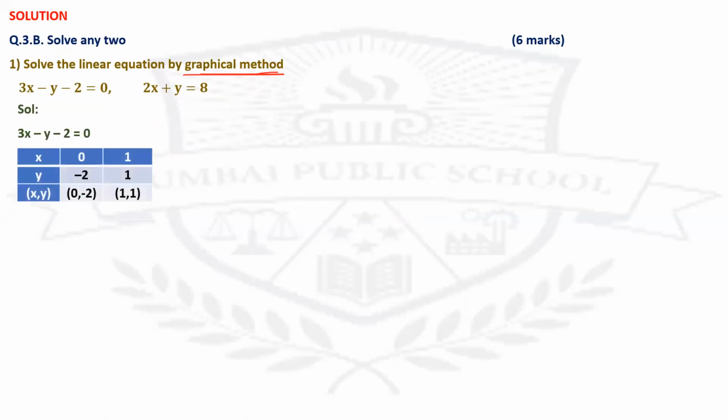So again, 3x minus y minus 2 equals 0. Understand? So we'll prepare the table. The table will consider x, y, that is x comma y. Assume the simple values 0, 1. Once you substitute x as 0, what is the value of y? Minus 2. And once you substitute x as 1, you'll get y equals 1.